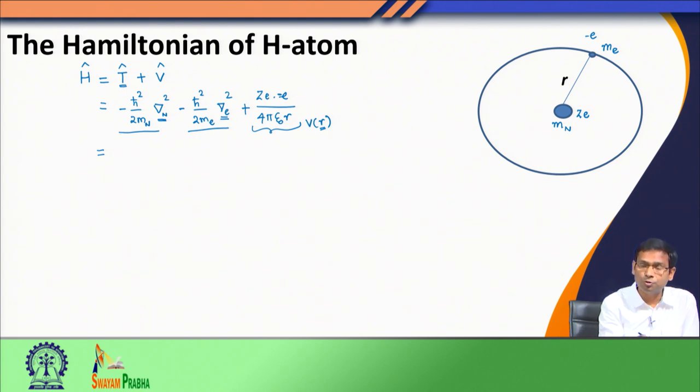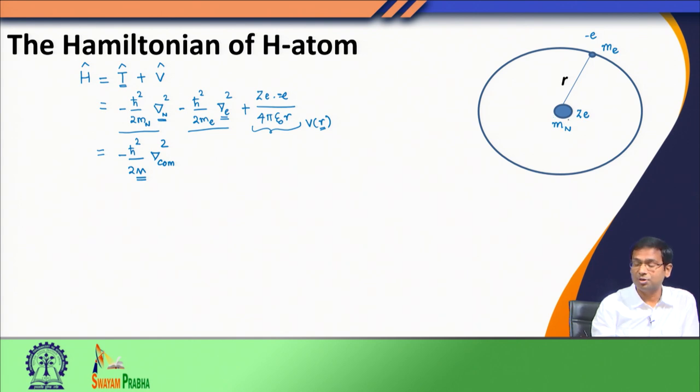Instead of writing a two body operator, we can convert this operator to two effective one body operators. How do I do that? If you use the result that we had obtained from the previous class, here I would first write a term where capital M is the sum of the masses of nucleus and electron, that is m n plus m e, and this Laplacian is with respect to the coordinates of the center of mass of this system.